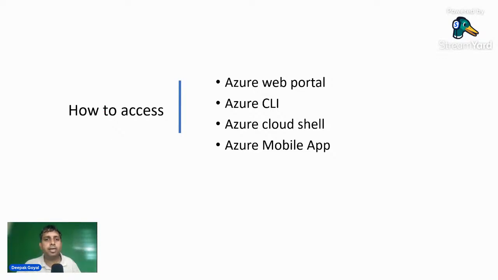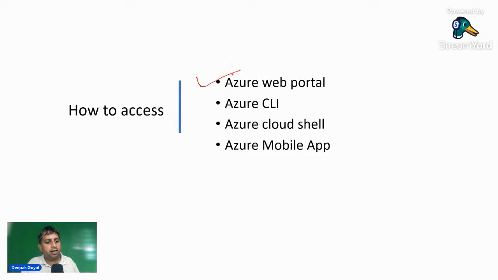So, the first way is the Azure Web Portal. This is one of the most common ways of accessing Azure. What you do is you go to the Azure website, and in your Chrome browser, or in your Mozilla Firefox, or any of your Internet Explorer, you type the website address and you access Azure through the web portal.